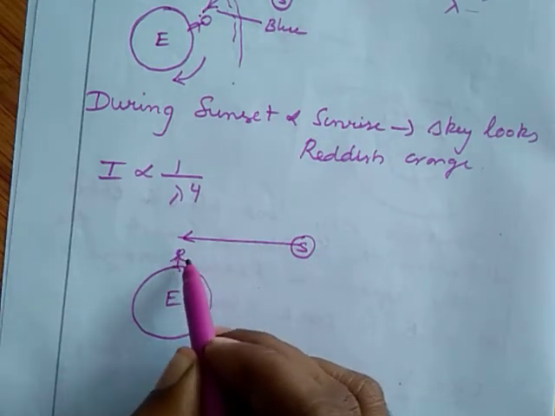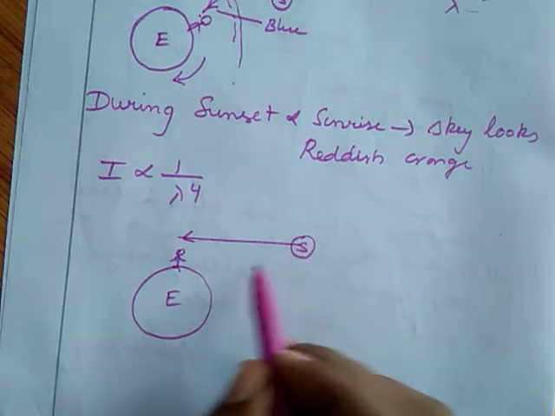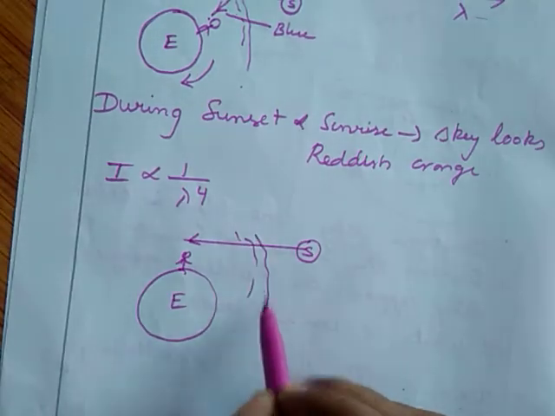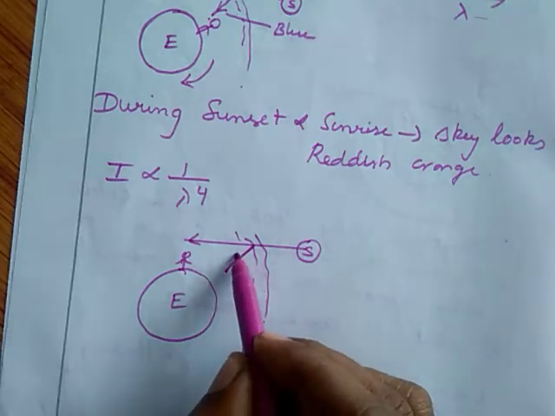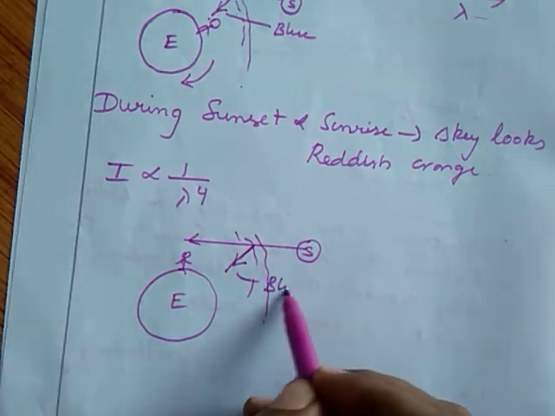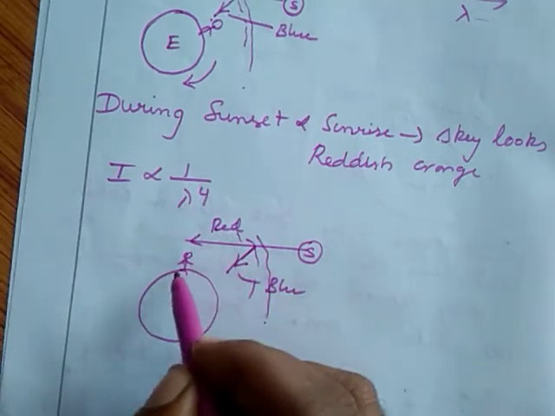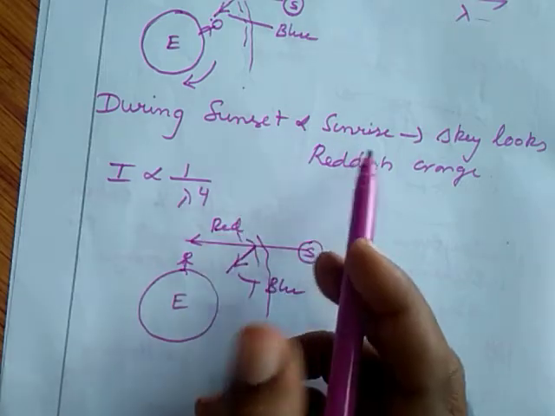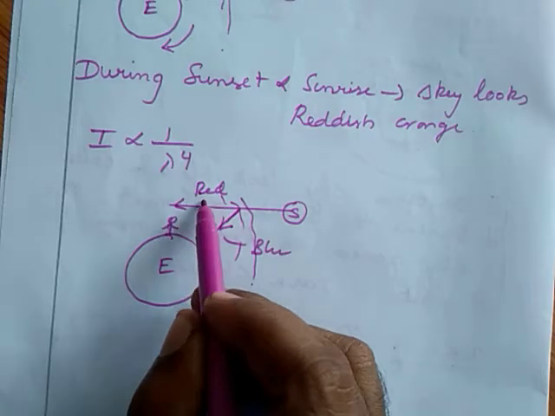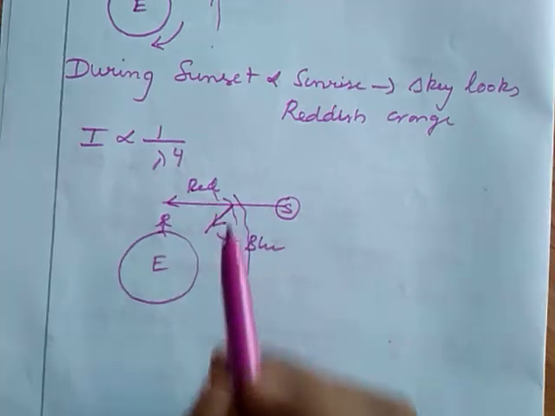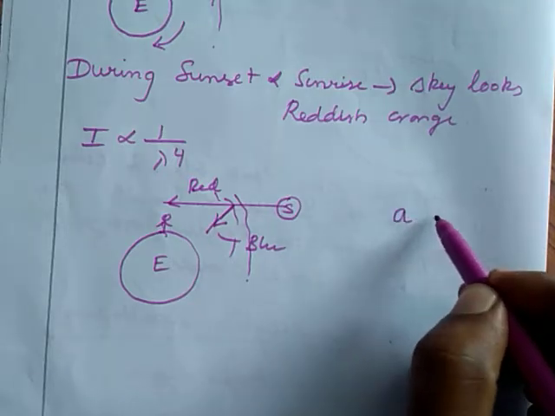Here is the observer, who is observing the sun, and here is the atmosphere. The blue light, which has a shorter wavelength, will be scattered more. But the red light, which has a greater wavelength, is scattered the least. That's why at sunset and sunrise, a person looking at the sky around the sun sees it as reddish orange.